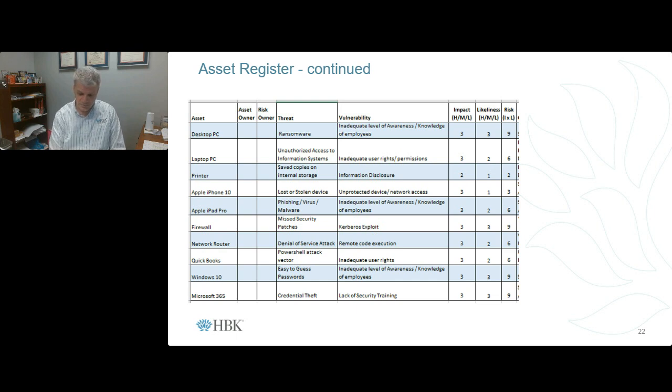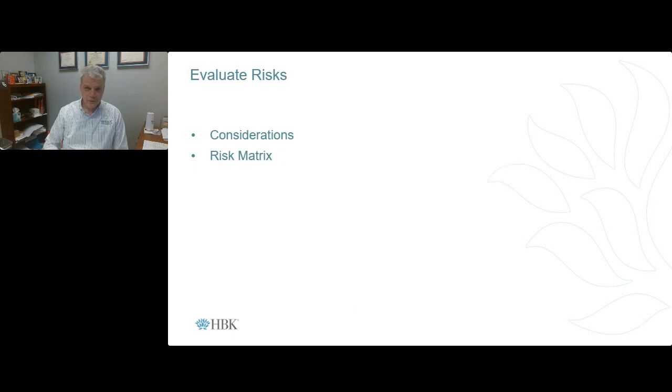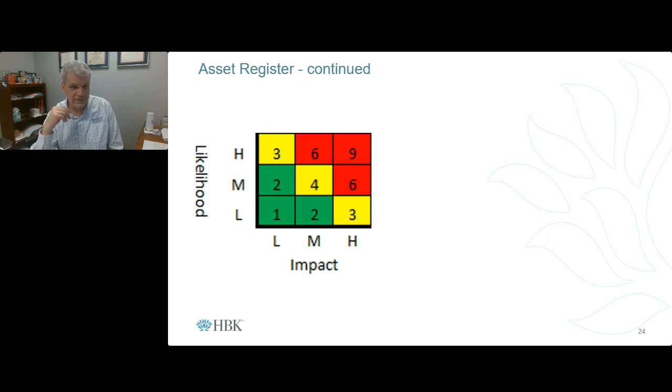But again, this was just building out our risk asset register. So then we're going to evaluate our risks. We're going to take considerations, and again, it's going to be to do that impact versus likeliness. And I talked about it before, you're going to want to basically set up an XY axis. And again, this example uses 3 factors of risk.